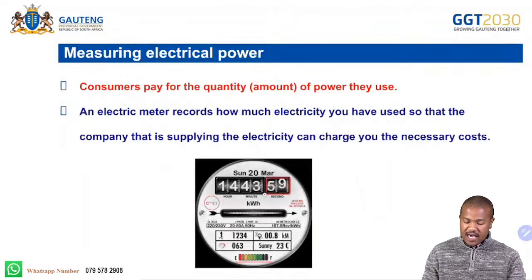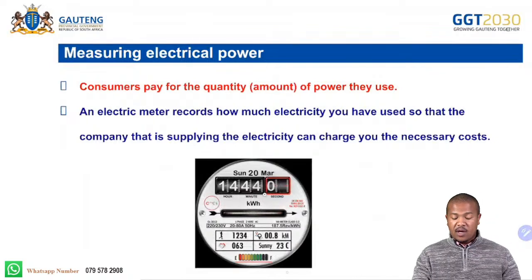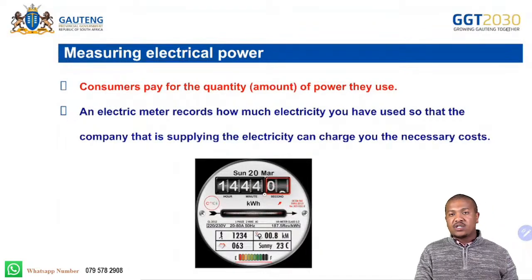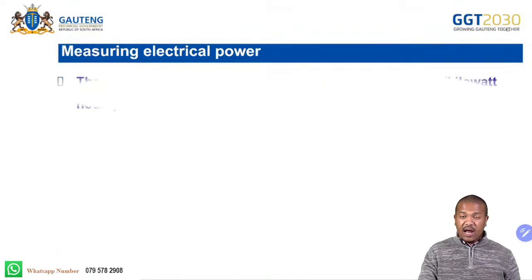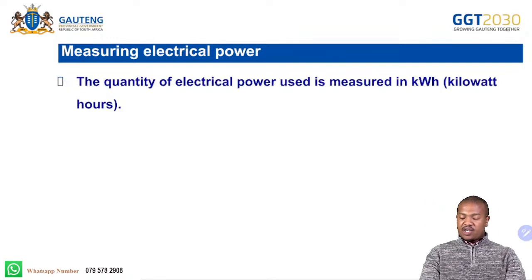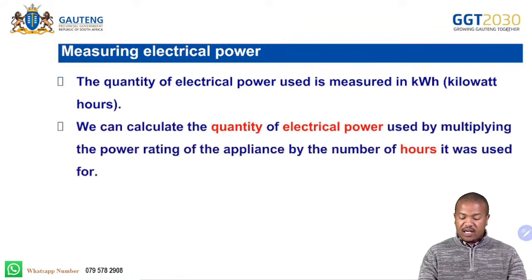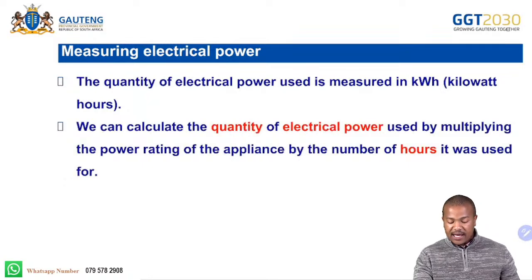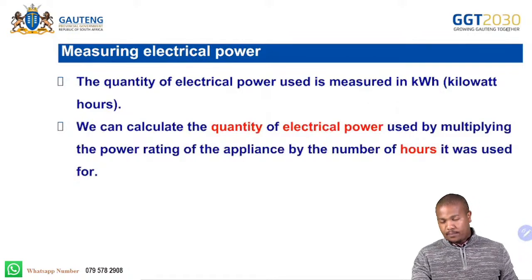So here is an electrical meter. We often see it also inside our houses, right? Counting the number of kilowatts you have used per hour, which is the kilowatt hour. So the quantity of electrical power that is used is measured in kilowatt hours, right? And we can calculate the quantity of electrical power used by multiplying the power rating of the appliance by the number of hours it was used for, right?